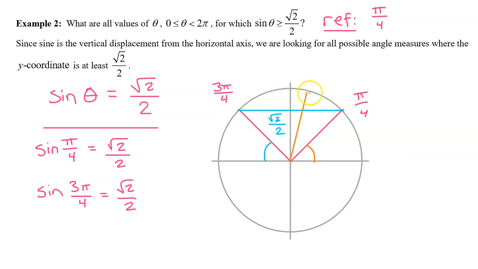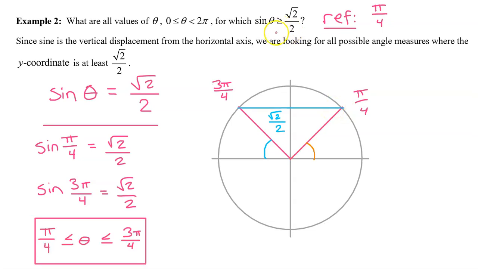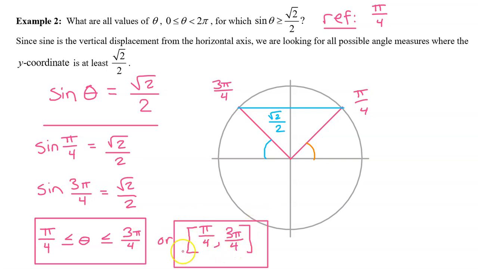So the solution to the inequality will be the interval from pi over 4 to 3 pi over 4, because this is the interval on which the angles land at a vertical displacement over radical 2 over 2. You can either express the solution to this inequality as an inequality, where theta can be any angle on the closed interval between pi over 4 and 3 pi over 4, or you can express your solution using interval notation like this.